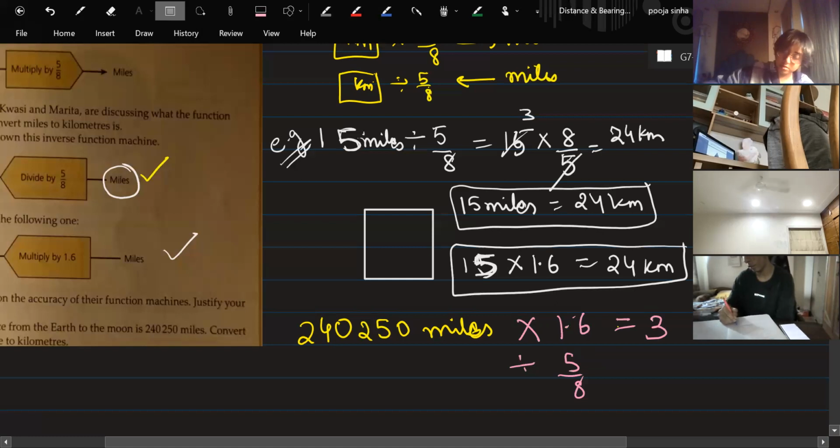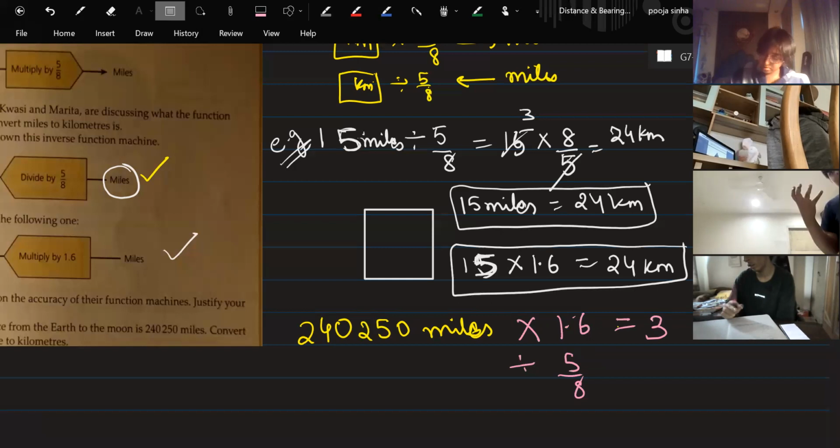What's the answer, Ayan? Miss, I got ink all over my hand. Oh, wash your hands.